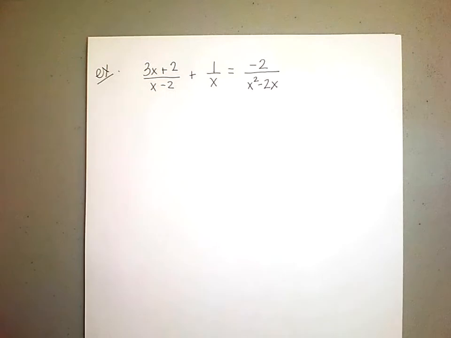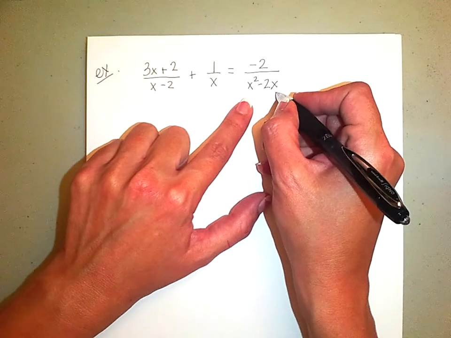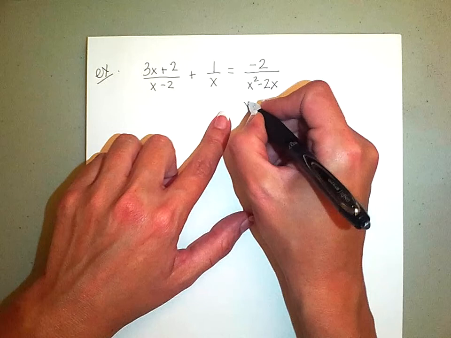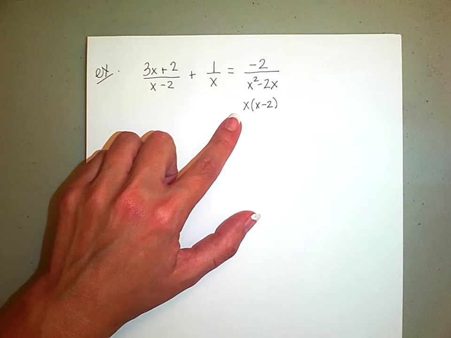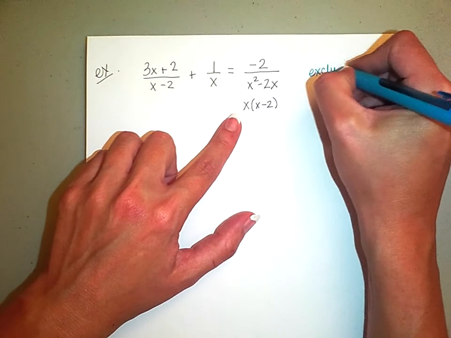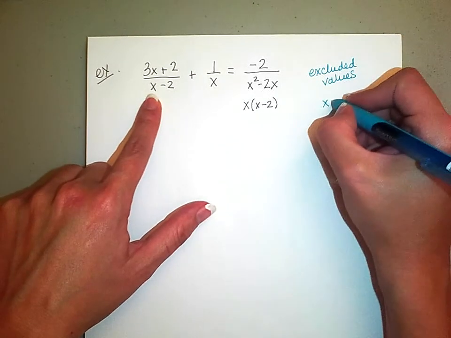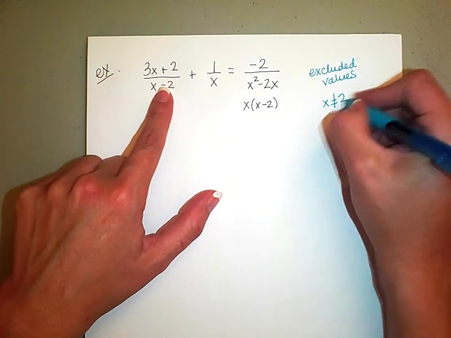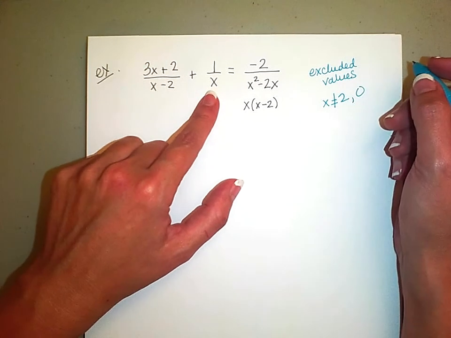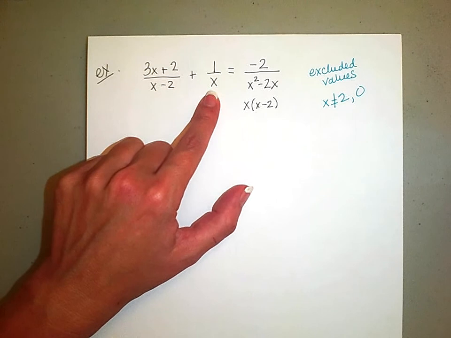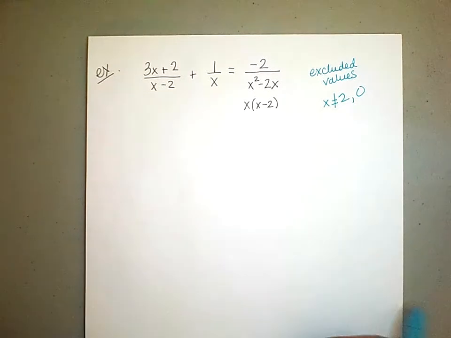So let's state our excluded values. Well, first let's factor. This is factored and this is factored. I can factor out an x from here, and this becomes x times the quantity x minus 2. So our excluded values, from here we see that if x is equal to 2, we'd get 2 minus 2, which is 0, so we cannot have that. And from here, if x equals 0, we'll get undefined. And then both of these lead to 0 and 2 as well. So these are our excluded values.